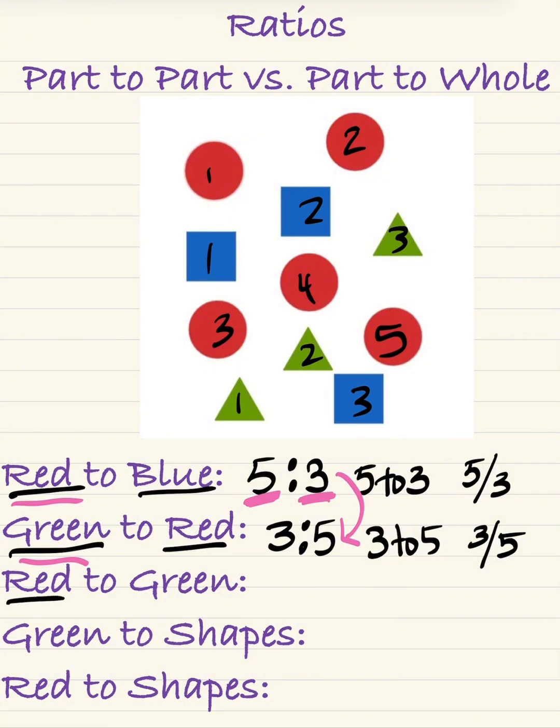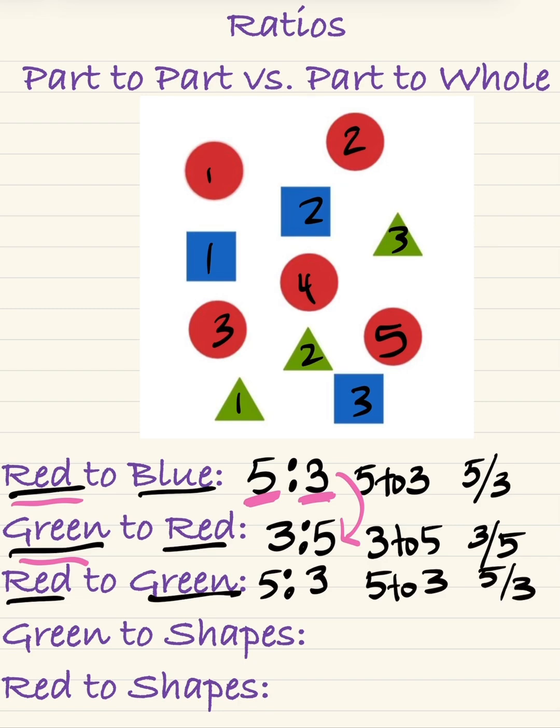Let's continue, and we're looking at red to green. I've already counted. I know that there are 5 red items and there are 3 green items. Again, rewriting it using the word to, 5 to 3, 5 over 3.